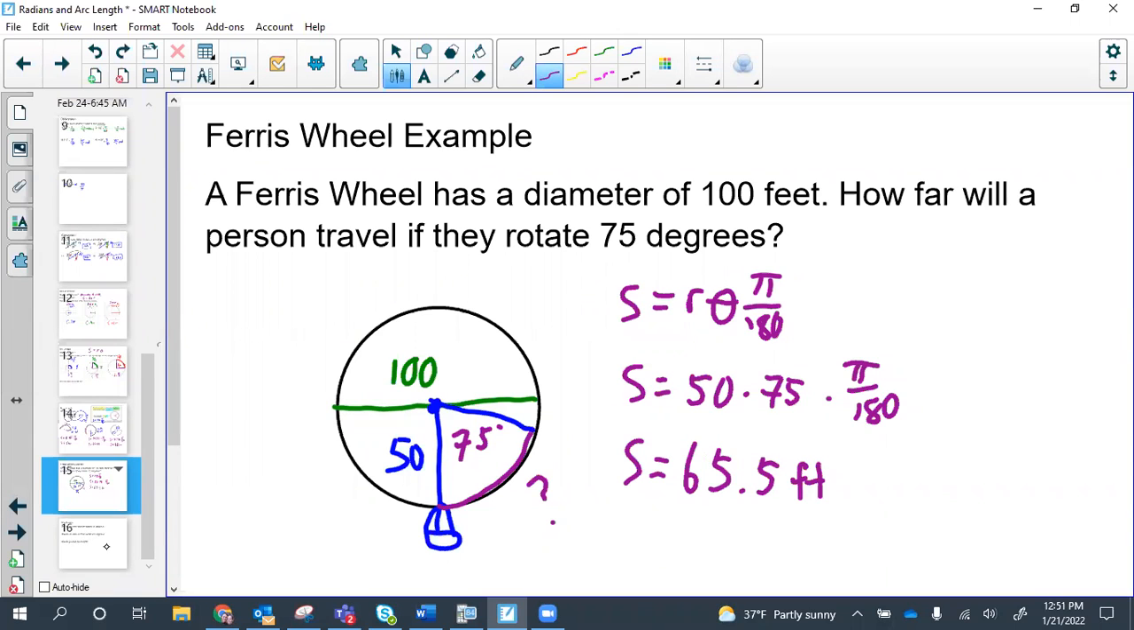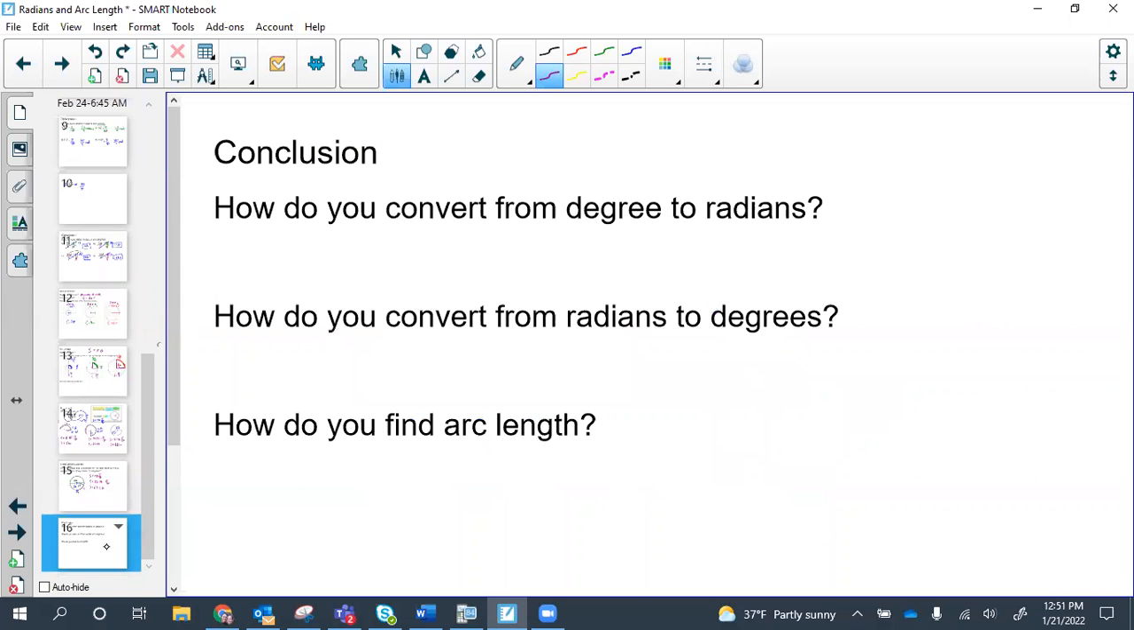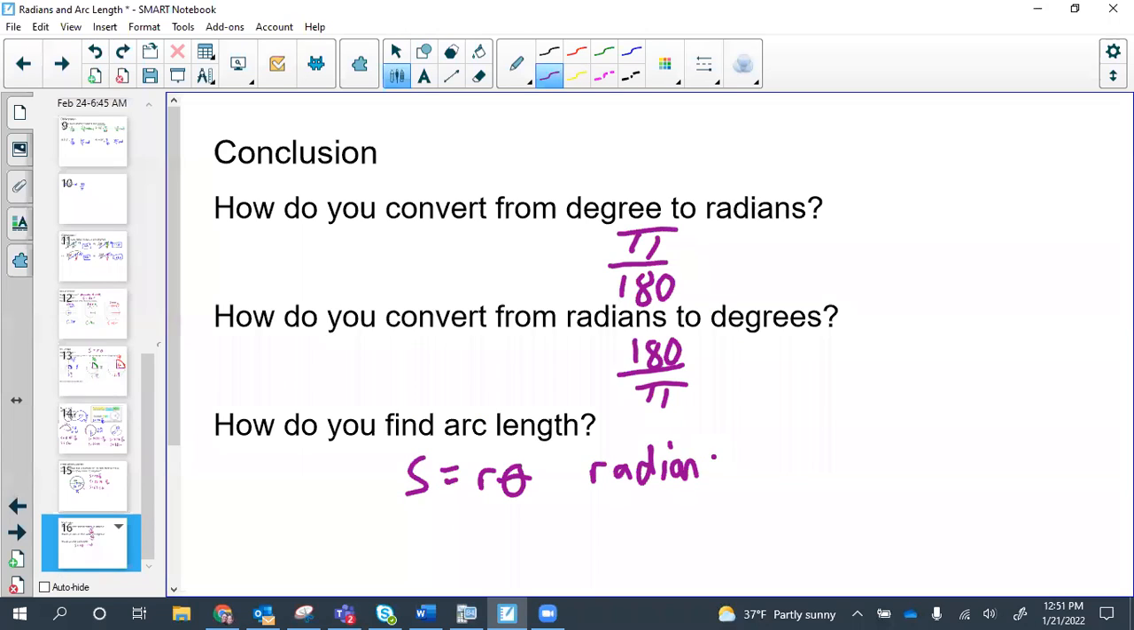We have covered 3 things today. With radians, we learned how to go from degrees to radians, and how to go from radians to degrees, and then lastly, how to find arc length. So just to wrap this up, degrees to radians: in degrees, we don't have a pi, so we give it a pi. Radians to degrees: it already has a pi, so we take away a pi. And then just remember that your formula for arc length is S equals r theta if you're in radians. But if it gives you theta in degrees, then you just times it by pi over 180, and then it will convert it and give you the arc length.